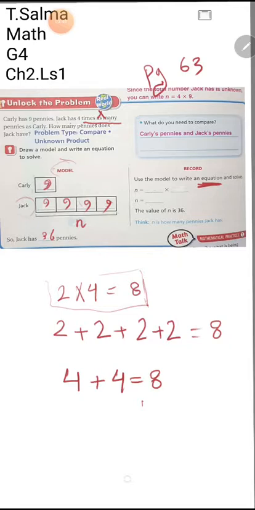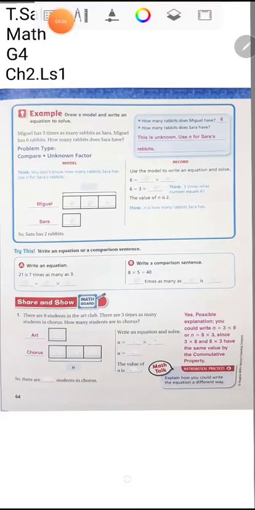So to find this N, I will multiply or repeat the 9 4 times. Repeat means I have to multiply. So here I have to multiply 4 times 9, and the answer will be 36. So this is the number of pennies. Now let's see another example, and how I will use the model and the multiplication equation to find the unknown number.